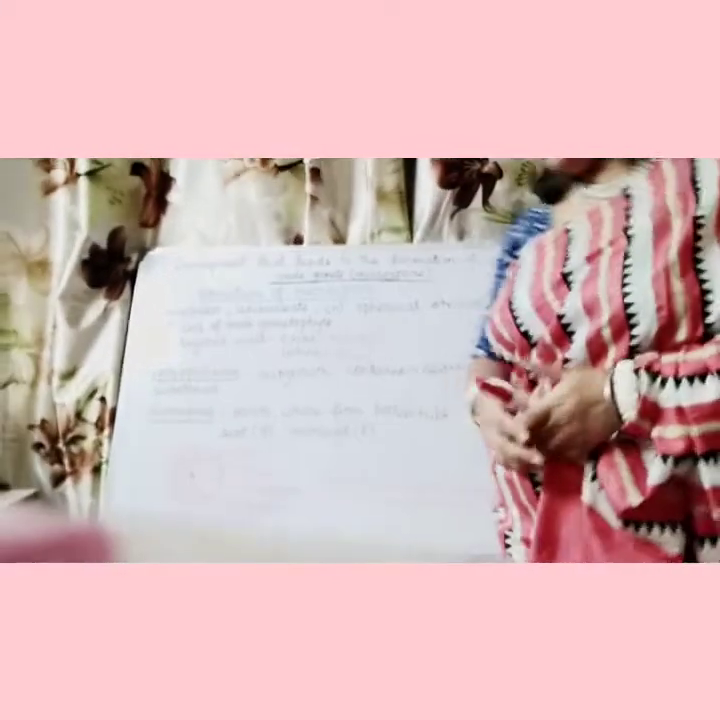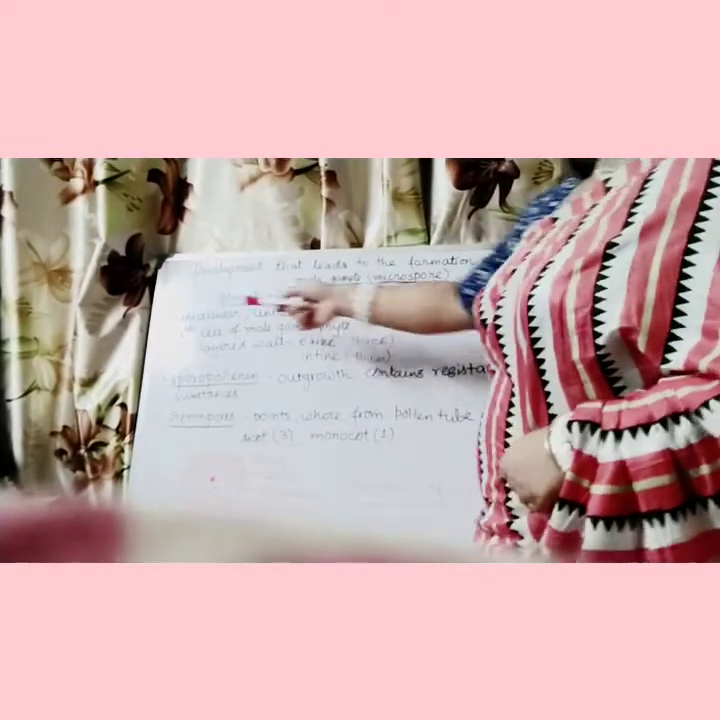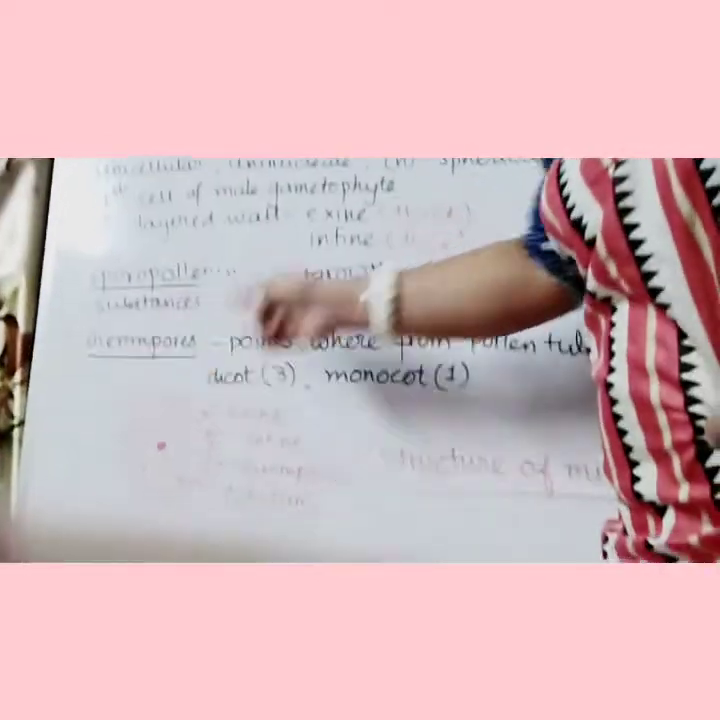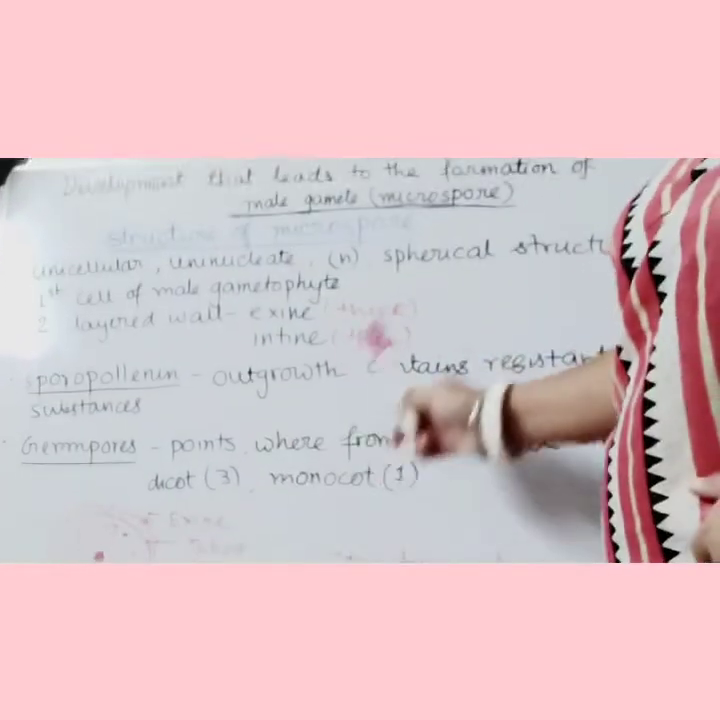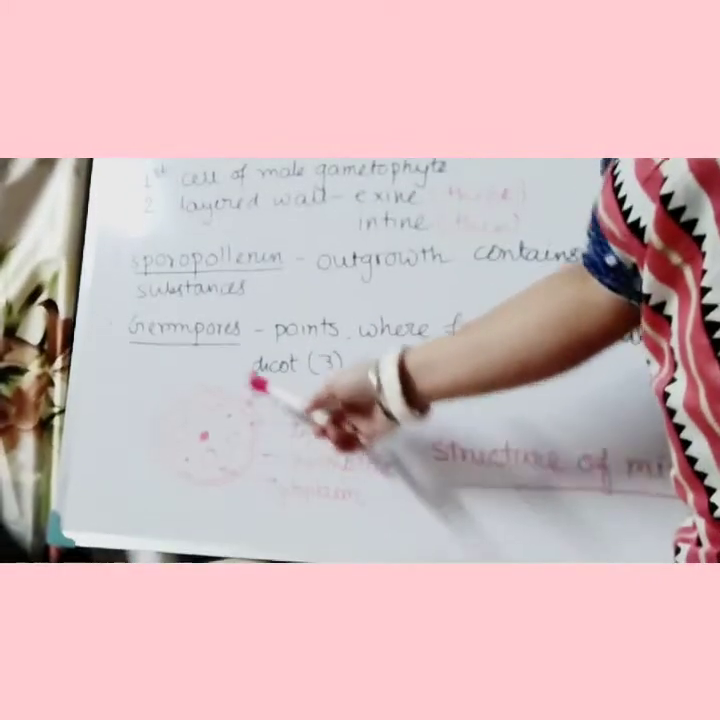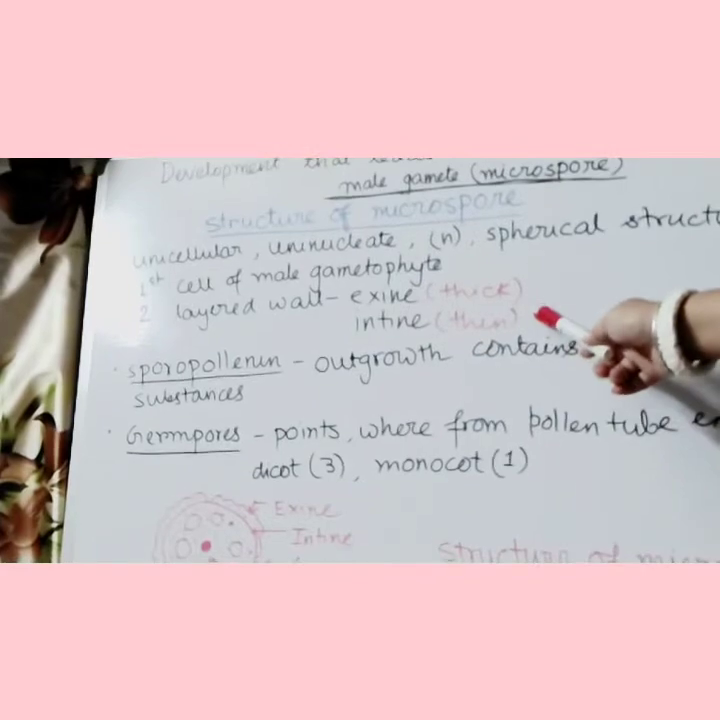Now look at the board to see the structure of microspore. It is unicellular, 1 cell, uninucleate, 1 nucleus, chromosome number n, and it is a spherical structure. The first cell of the male gametophyte, it has 2 layers: outer exine thick, inner intine thin.